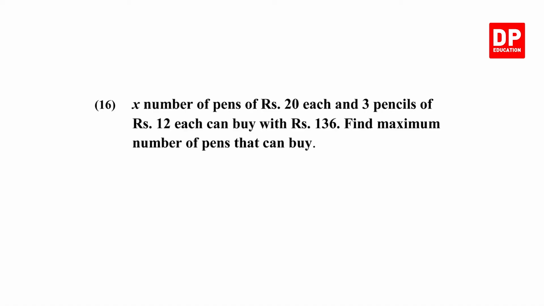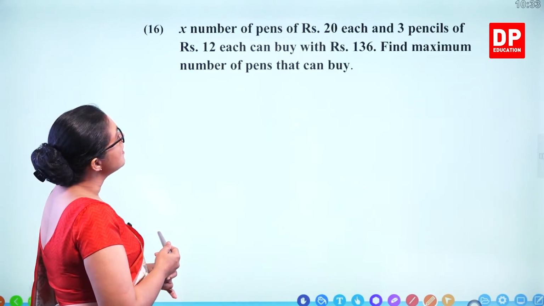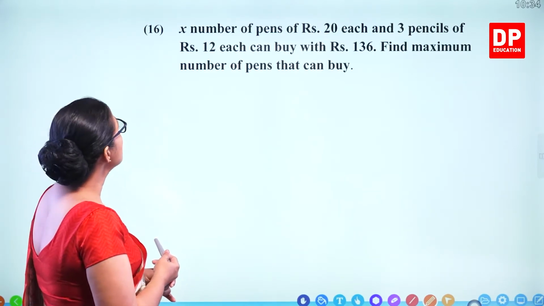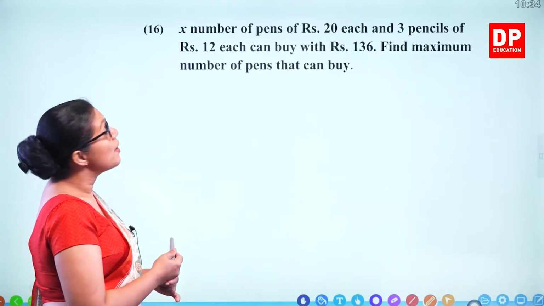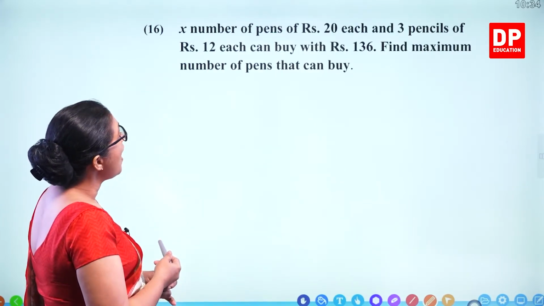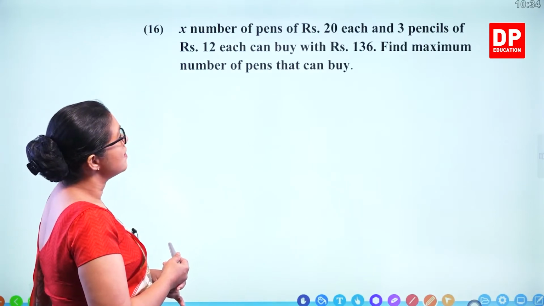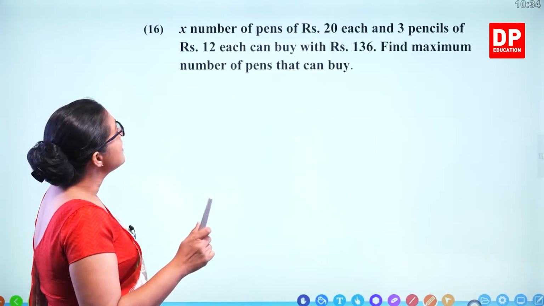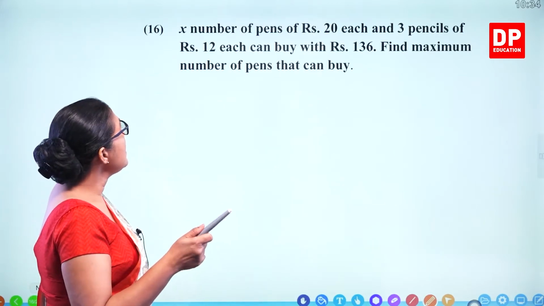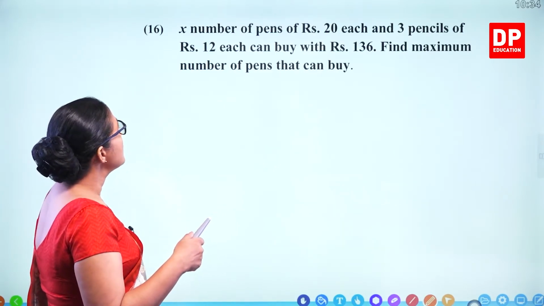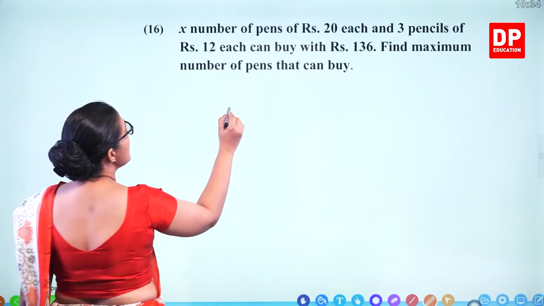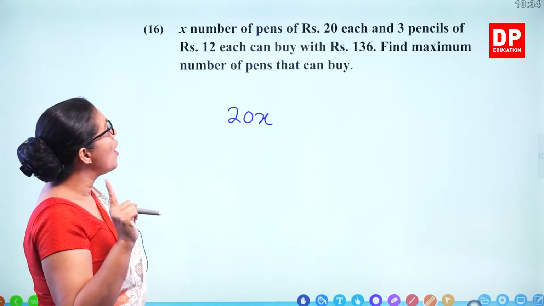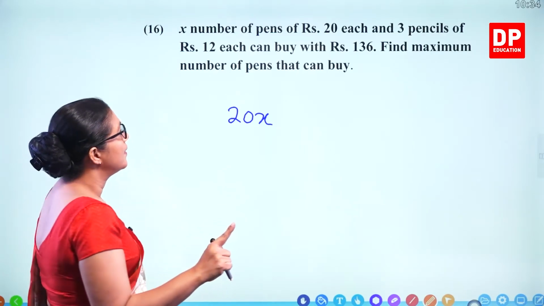Question number 16. X number of pens is 20 rupees each. 3 pencils of 12 rupees each can buy with 136. Find the maximum number of pens that can buy. It says 1 pen is 20, you buy 20x. That's the total price for X pens.